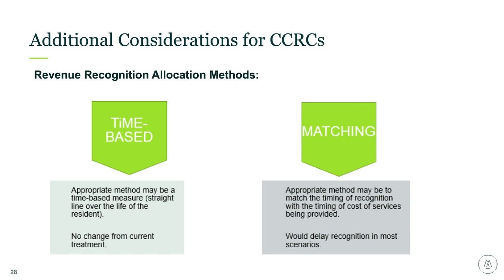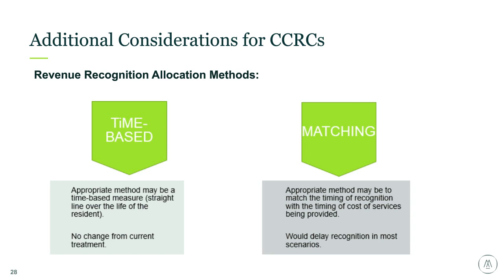The second is a matching concept, which would estimate when future costs would be incurred for the resident and look to match the timing of revenue with when these costs would be incurred, which generally would result in delayed revenue recognition in most cases. I have yet to see an organization choose option B, but it is available.